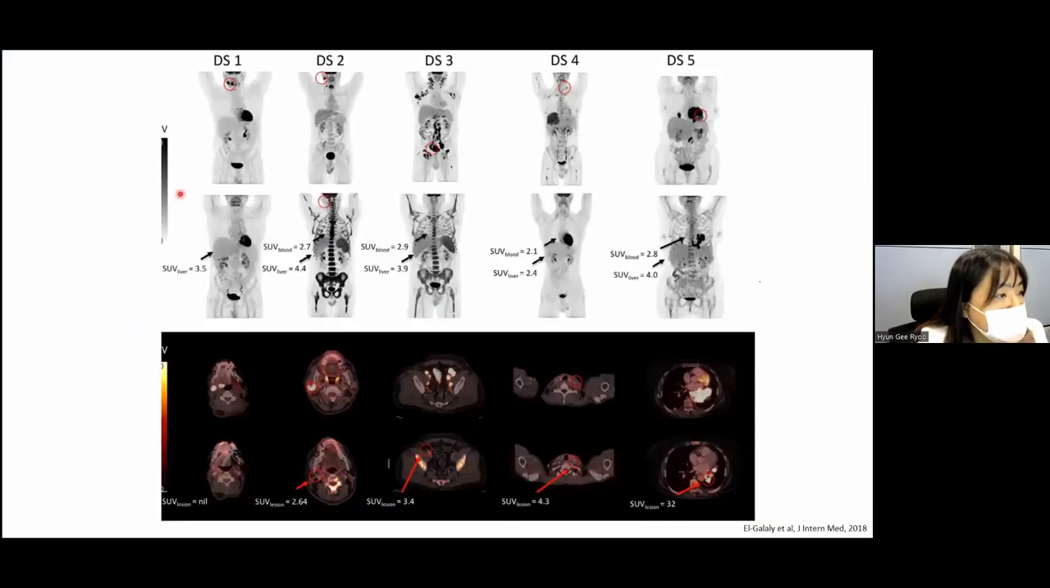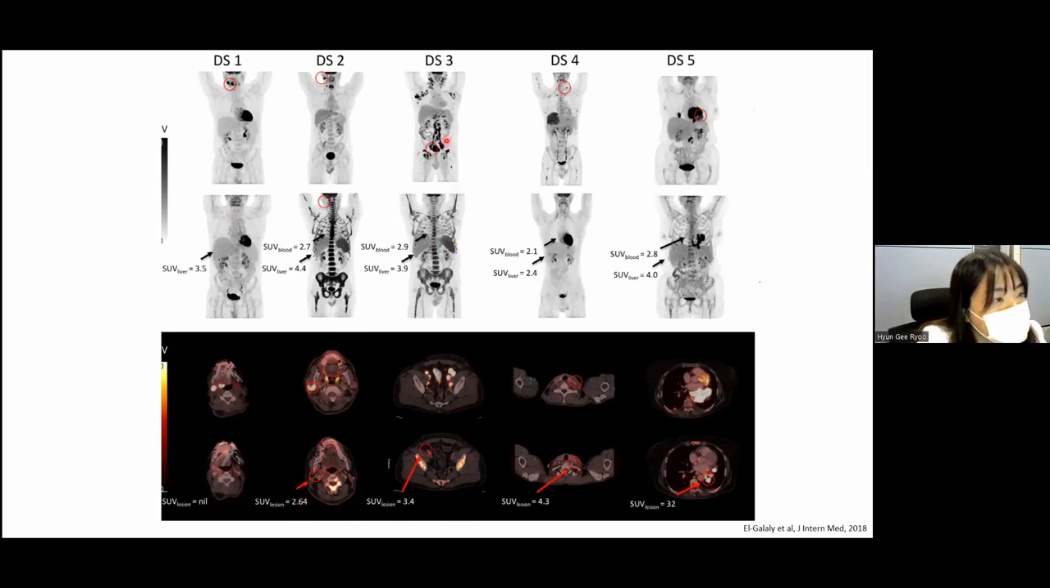So as I explained in the previous slide, as you can see in this figure, this patient initially had lymphoma involvement in these lesions. But after the treatment, the lymphoma involved lesions disappeared. So we can say that this patient has a Deauville score 1 after the treatment. And for example, this patient initially had lymph node involvement here, but after the chemotherapy, we can still see the lymph node here, but the uptake is lower than the blood pool uptake. So we can say that this patient has Deauville score 2.